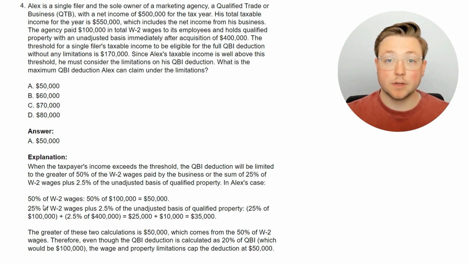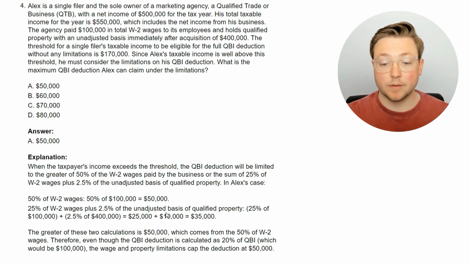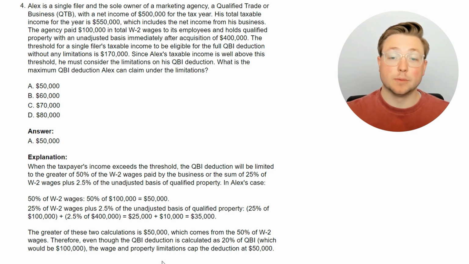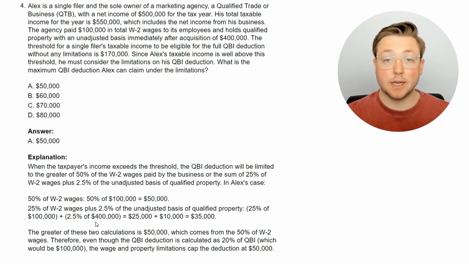So again, it's either 50% of W-2 wages or 25% of W-2 wages plus 2.5% of the unadjusted basis of qualified property. So that would be 50% of 100,000, that's $50,000, or the 25% of 100,000 and 2.5% of 400,000 equaling $35,000. And it's the greater of these two. So between the greater of these two, that's what you take as the QBI limitation or the QBI deduction. No longer can you take the 20% of QBI. It is limited to the greater of these two.